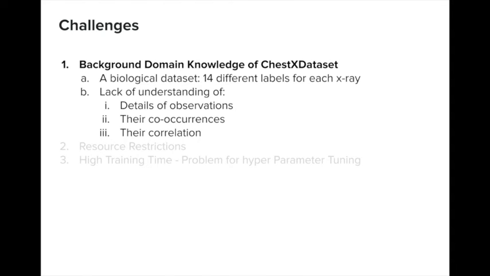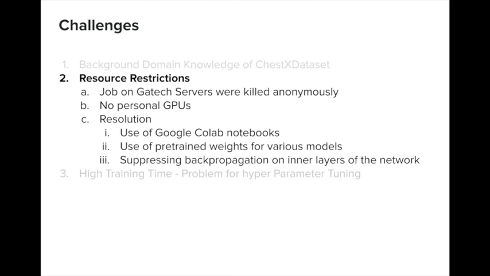The challenges we faced, the first one was the background domain knowledge. Because this is a biological dataset which consists of 14 different labels, we lacked understanding of the details of observations, the co-occurrences, and correlations. The second one was the resource restrictions. At times, the jobs were killed arbitrarily. We did not have personal GPUs, and the way we resolved that was by use of Google Colab notebooks, use of pre-trained weights for various models, and suppressing backpropagation on inner layers of the network.